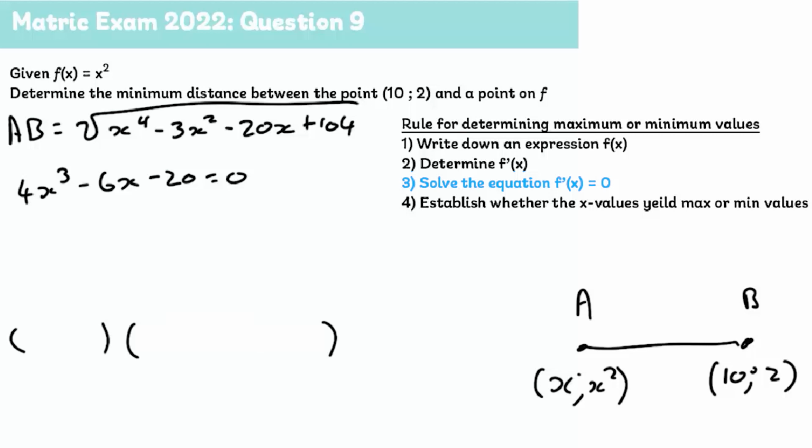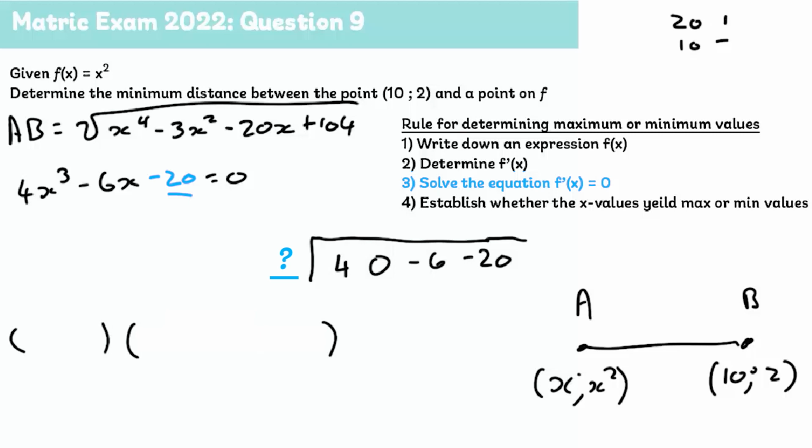We have to figure out, and there's going to be a long division. The first thing we know is that we have an x to the power 3, so that'll be 4. We don't have an x squared, so that'll be 0. We have a minus 6, followed by a minus 20. Now what do we divide by? I'm going to write it on top here. You take the value of minus 20 and you get its factors. So it's 10 and 2, 5 and 4.